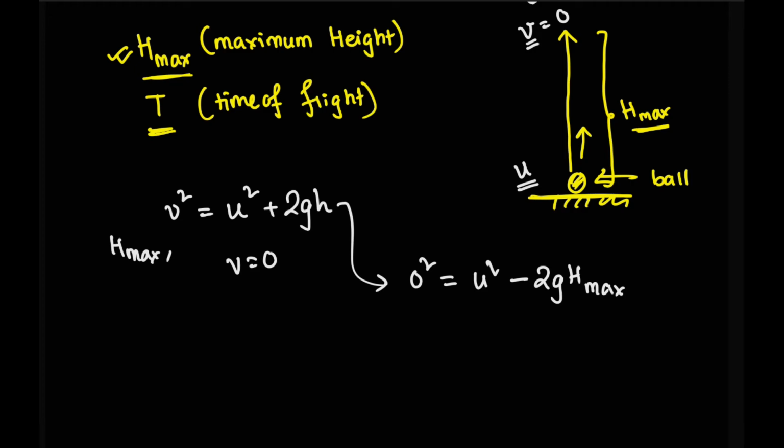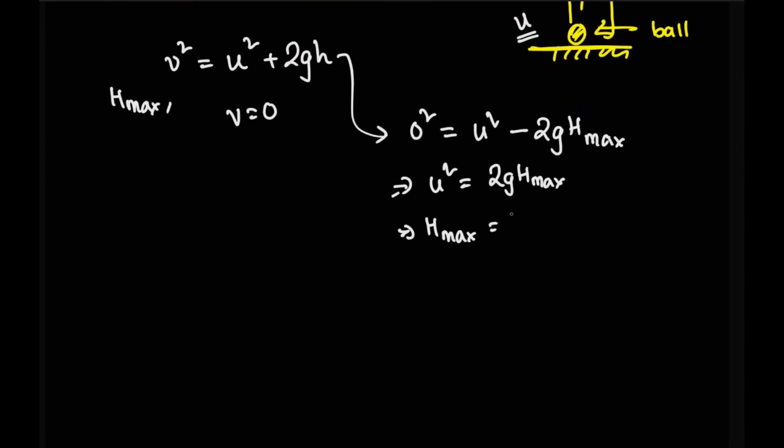Since we are considering that the ball is moving upwards, we are using the conventional sign of what? Minus over here and not plus. And doing a bit of algebra, we can say that u squared is equal to 2gh max, and h max is basically what? u squared over 2g. And this is the equation for h max for a projectile launched vertically upwards.